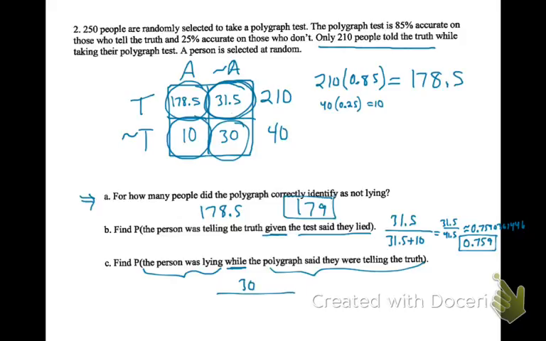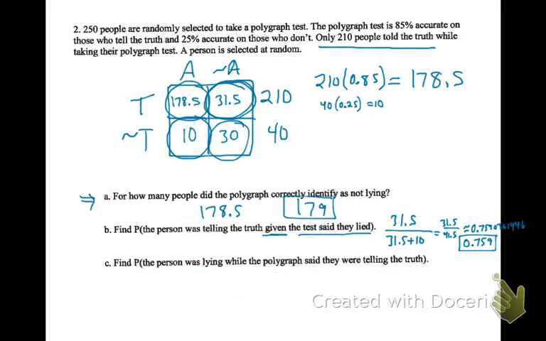So 30 divided by 178.5. Divided by the total, which is 250. Oh, blast it all. I made a little boo-boo. And instead of having to re-record this video again, I'm going to just say this problem all over again.